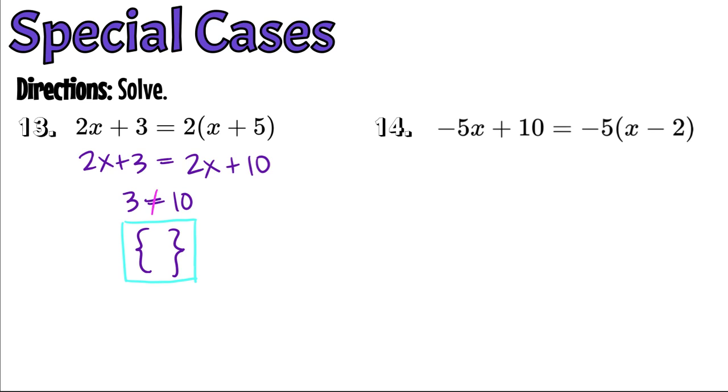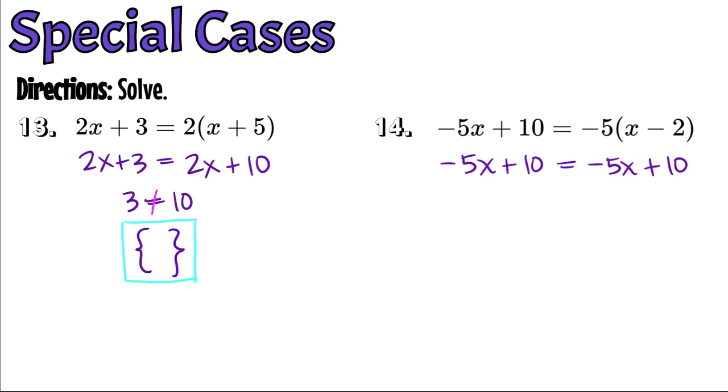So anytime you get this situation where the variable goes away and the equation that you are left with is not true, the answer is no real solution, or the empty set. In number 14, let's see what happens. So in number 14, we have -5x plus 10 on the right. We're not going to do anything with that in this step. On the right, we need to distribute again. So we have -5 times x gives me -5x, and -5 times -2 gives me a plus 10.